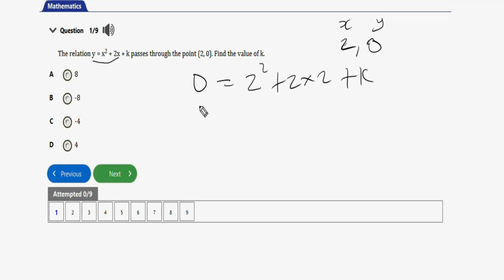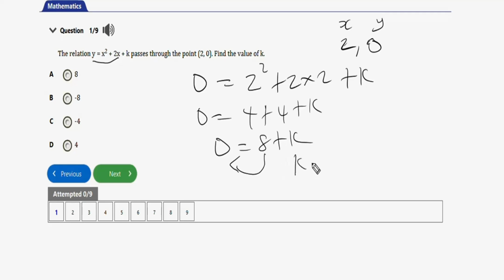So when you simplify, we're going to have 0 equals 4 plus 4 plus k, which will give you 0 equals 8 plus k. To make k the subject of the formula, this 8 will cross over the equality sign and change to negative 8. So k equals negative 8. So the right answer to this question is option B, minus 8. It's as simple as this. Let's wipe this now and solve the next repeated question.